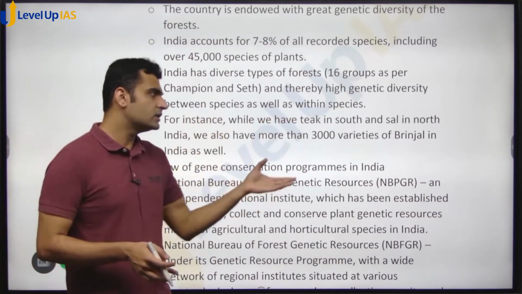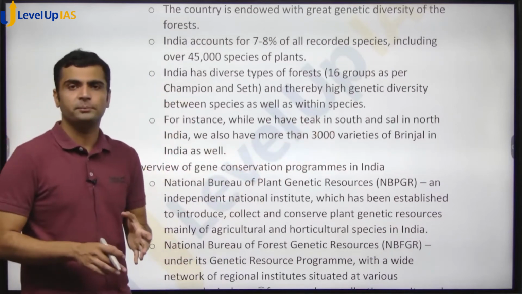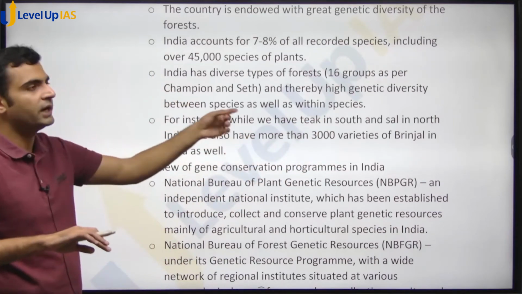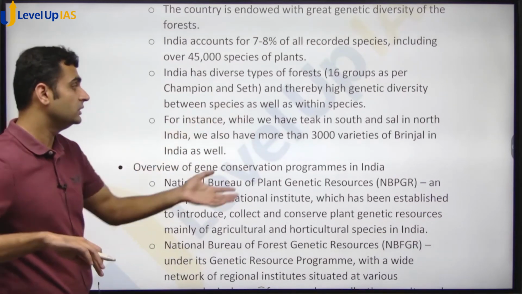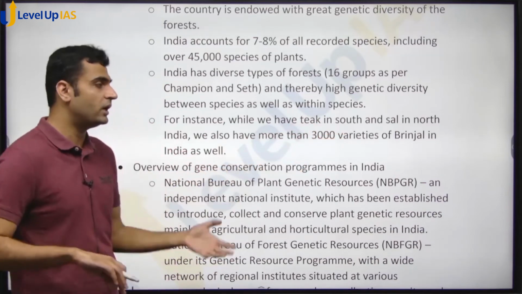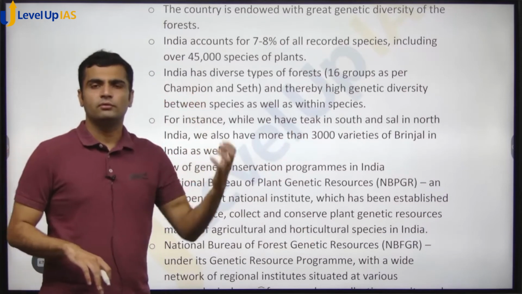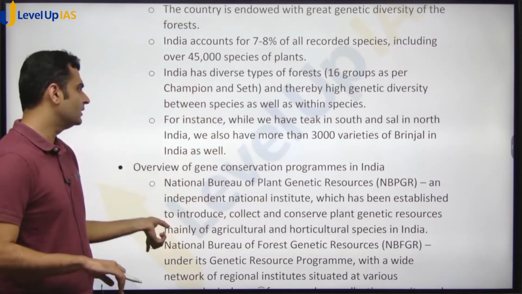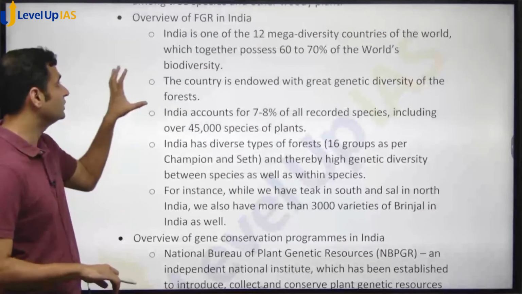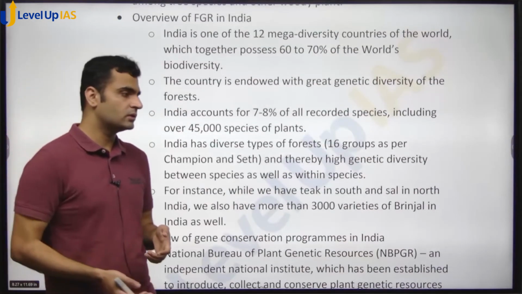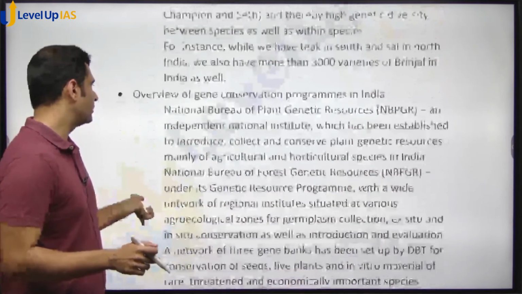And one of the examples is brinjal species. It has more than 3,000 varieties in India. I remember that because that is one of the criticisms of Bt brinjal, because we may lose this kind of biodiversity within brinjal. And many of these varieties are of course of forest origin. I think that is enough. If you can think of many more points of this overview, you can comment in the comment section.